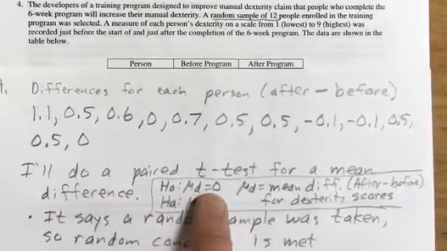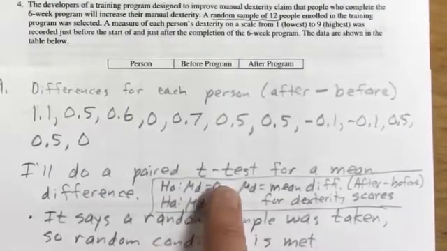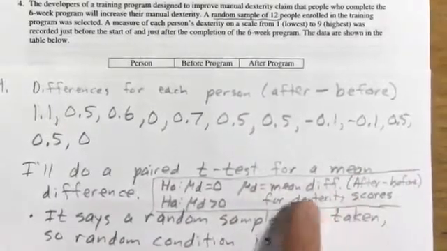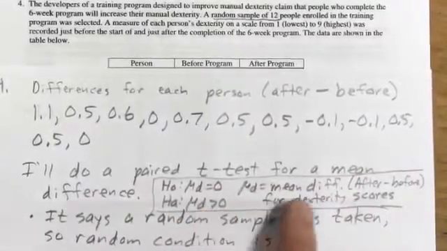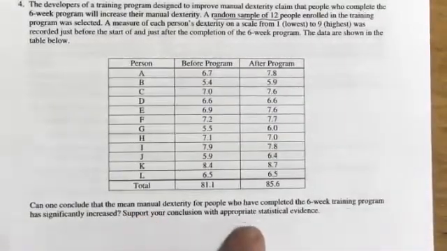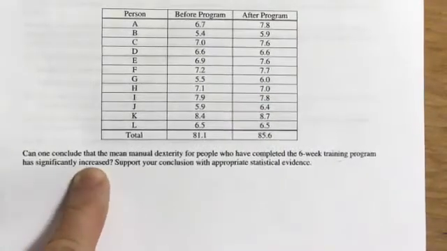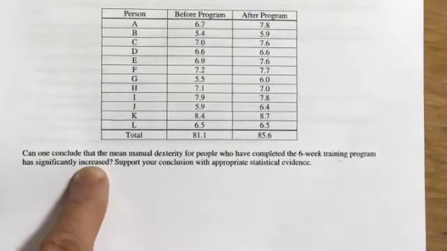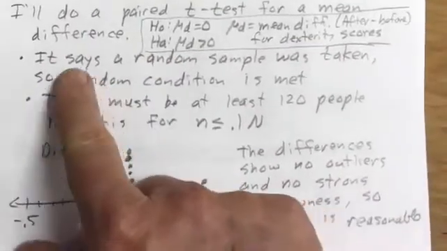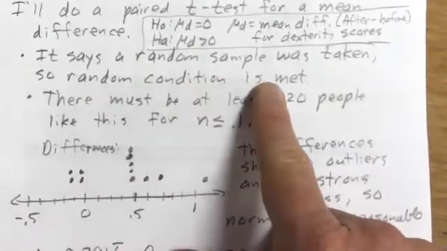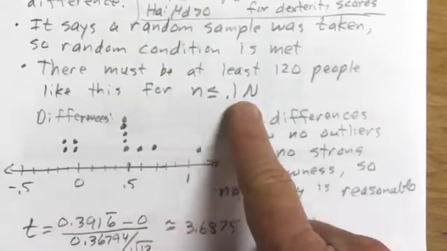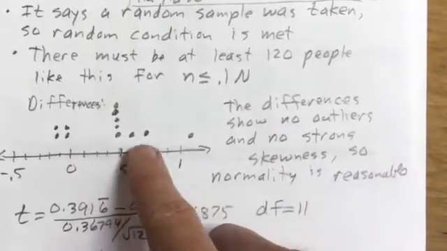The null hypothesis is that there's no difference. Okay, where mu sub d is the mean difference for after minus before for the dexterity scores. The alternative is greater than, because it says the dexterity has significantly increased. And if that's the case, if it's increased, then the after should be greater, and this should be greater than 0. And we then check conditions. It says a random sample was taken, so random conditions met. There must be at least 120 people like this for our little n to be less than 0.1 times our big N.